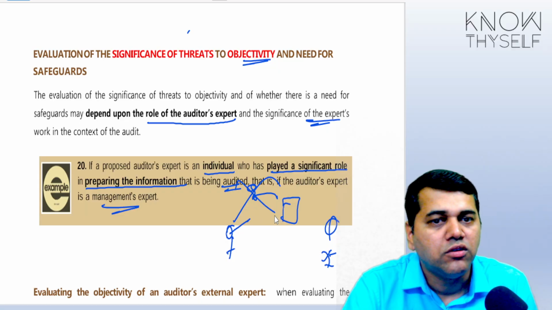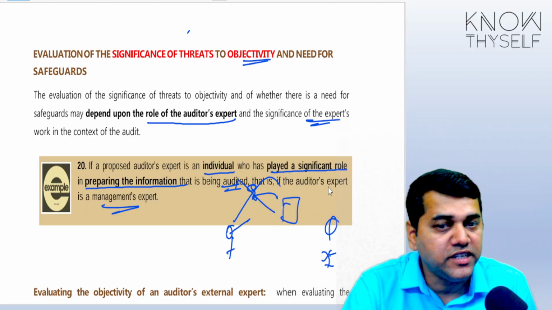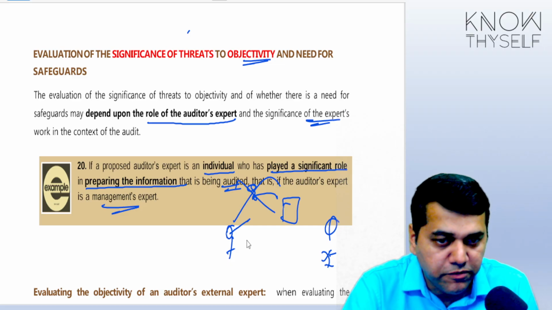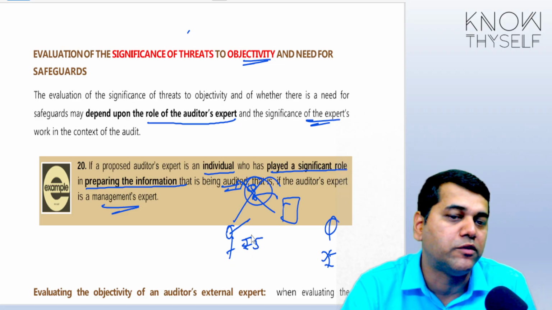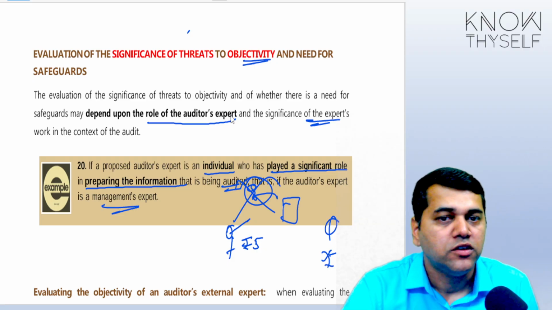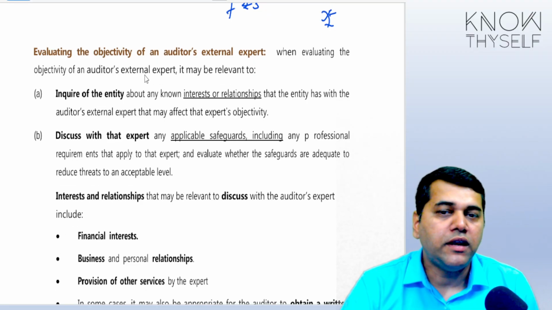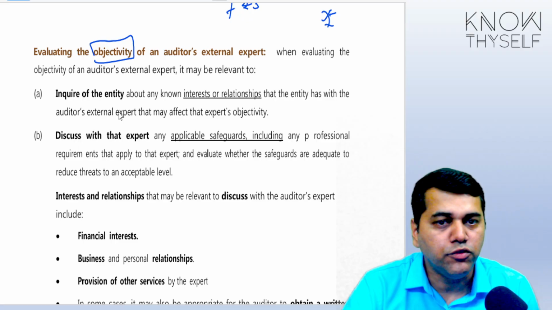The answer is no. Why? Because he has already been involved and played a very significant role in the preparation of their financial information. When these people finalized the P&L and balance sheet, they said the 5 crore valuation is based on this person's advice. Because it is on his advice only that the 5 crore amount was paid. So this is what you have to check, the significance. Now, evaluating the objectivity. How should you know? How should you evaluate?